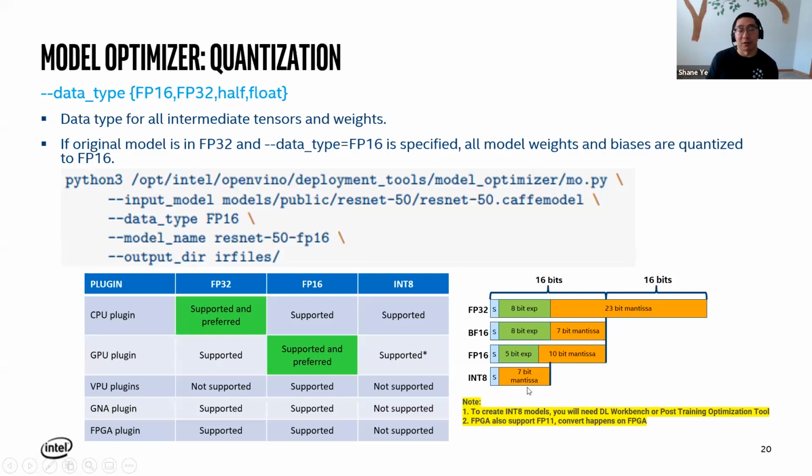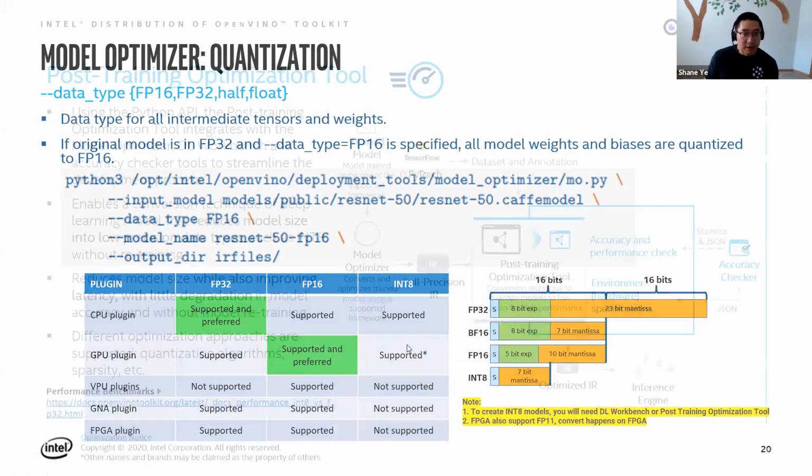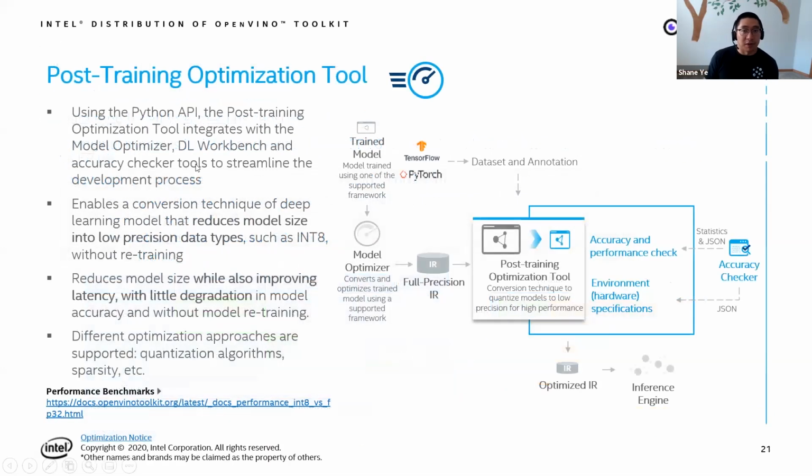So you need to provide a data set and convert this model to int8 through a tool called the post-training optimization tool. With your data set provided, it will help to decide which layers need to be converted to int8 and which layers maintain full precision, to make sure the accuracy of your model does not drop dramatically. All right. And that's the post-training optimization tool.